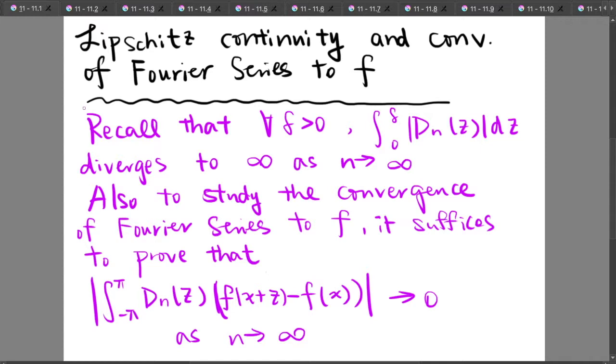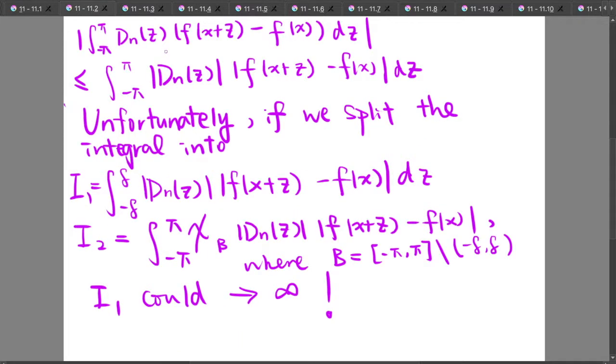So first recall that for all delta greater than 0, the integral from 0 to delta of the absolute value of the Dirichlet kernel will diverge to infinity as n tends to infinity. Also, to study the convergence of Fourier series to the function itself, it suffices to prove that the absolute value of the integral from negative pi to pi of D_n(z) times f(x+z) minus f(x) tends to 0 as n tends to infinity. How can we prove it will tend to 0?